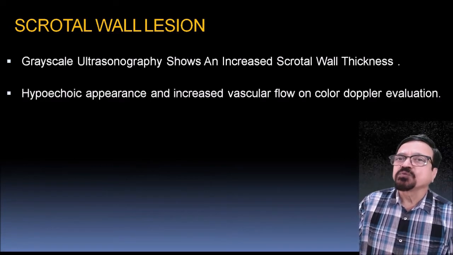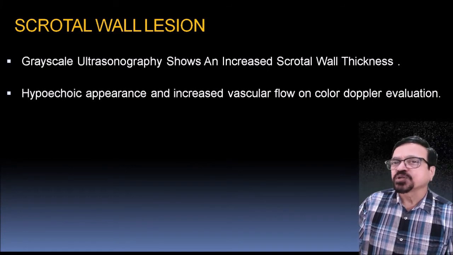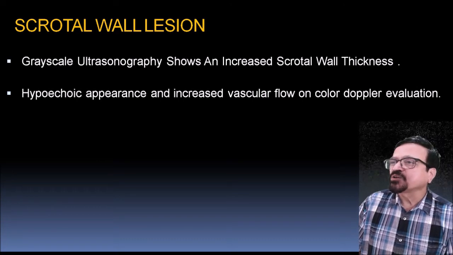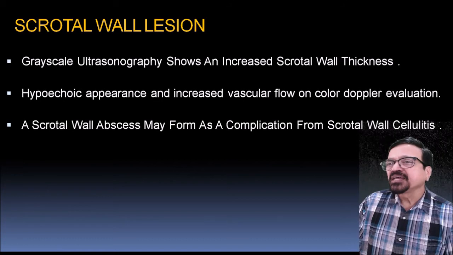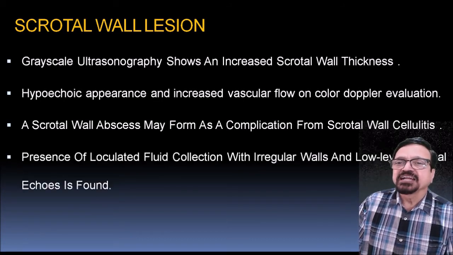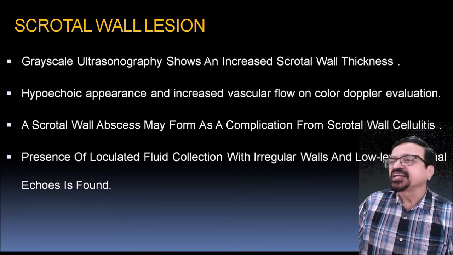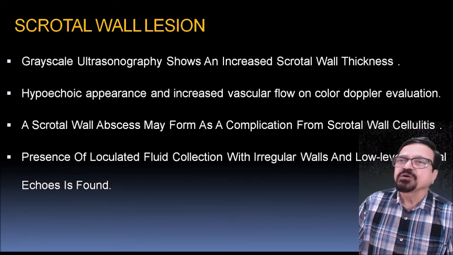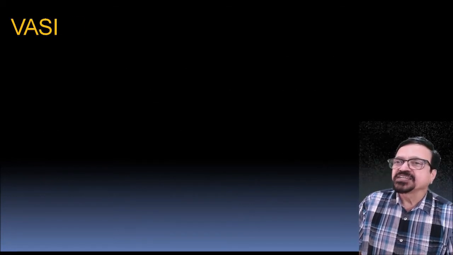Now, what are the scrotal wall lesions? Grayscale ultrasonography shows increased scrotal wall thickness in scrotal wall lesions, a hypoechoic appearance, and increased vascular flow on color Doppler evaluation. A scrotal wall abscess may form as a complication from scrotal wall cellulitis. Then the presence of a loculated fluid collection with irregular wall and low-level internal echoes is in favor of scrotal wall lesions, that is the cellulitis.